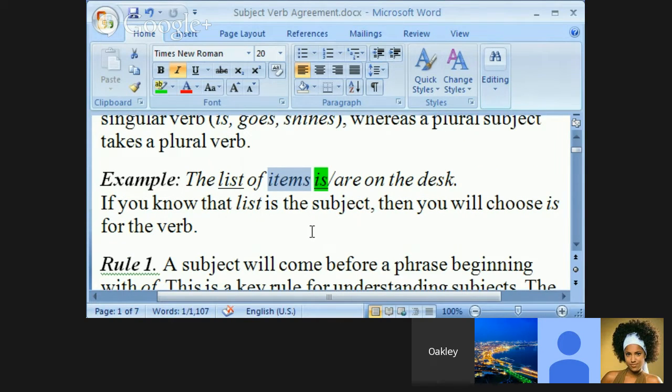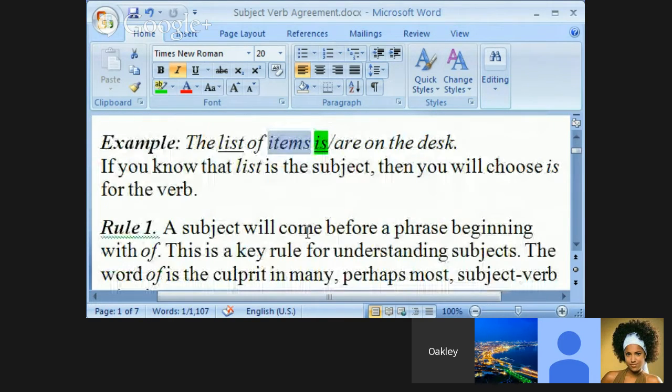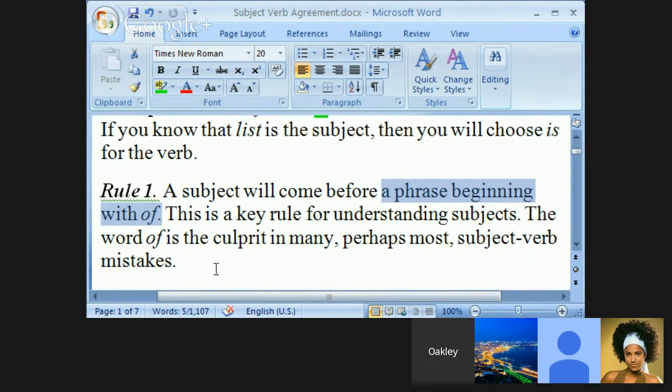Oh, okay. All right. Rule number 1. Let's take these things one at a time. A subject will come before a phrase beginning with of. This is definitely the problem many times. The word of is the culprit in many, perhaps most, subject-verb mistakes.